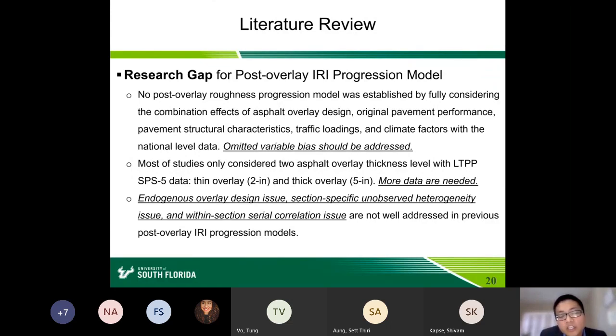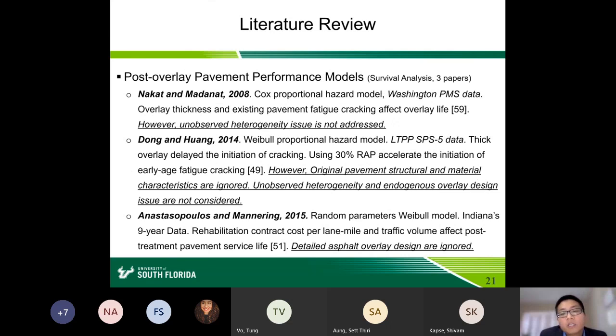In addition, some statistical modeling issues existed in the previous models, such as endogenous overlay design, section-specific unobserved heterogeneity, and within section serial correlation issue. I will talk about these issues in the next slides.